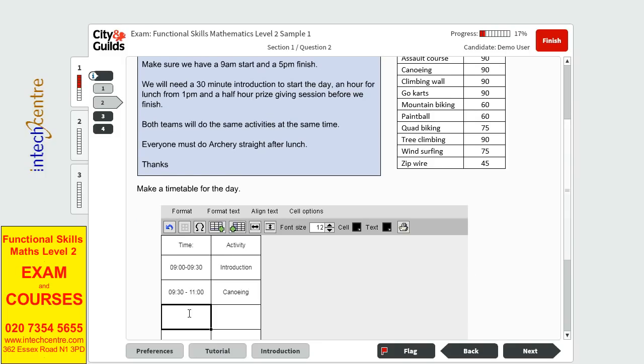Perfect. Next one from 11 to 12. Whoops, to 12 here. We will have mountain biking.